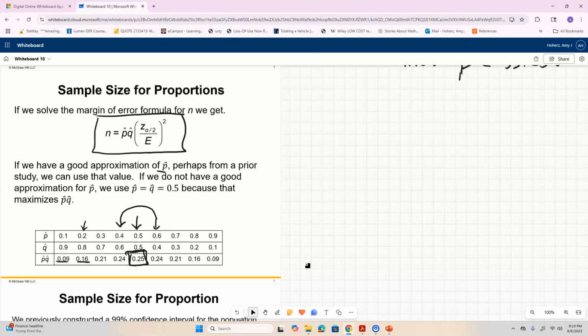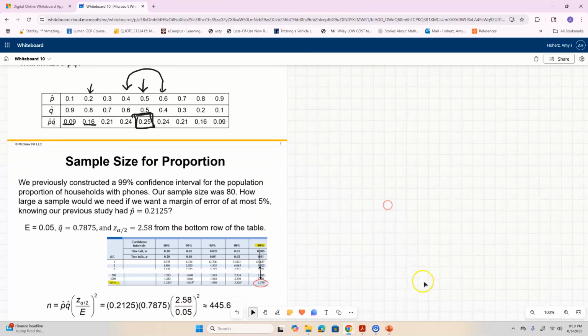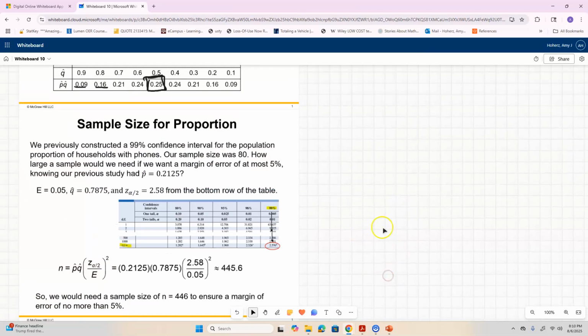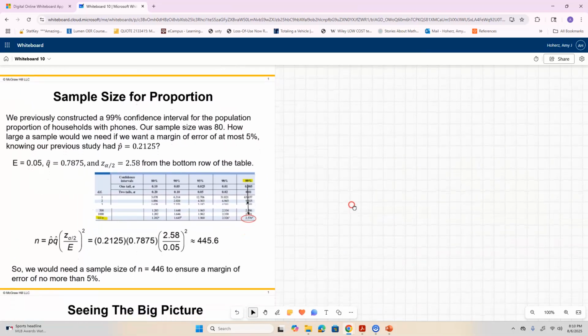So if in your homework problems, I won't do this to you on the test. On the test, I'll give you a p-hat. But if on the homework they don't give you a p-hat, then you could just use p-hat of 0.5 and q-hat of 0.5. So let's solve one of these problems. This will be our last example for chapter 7.